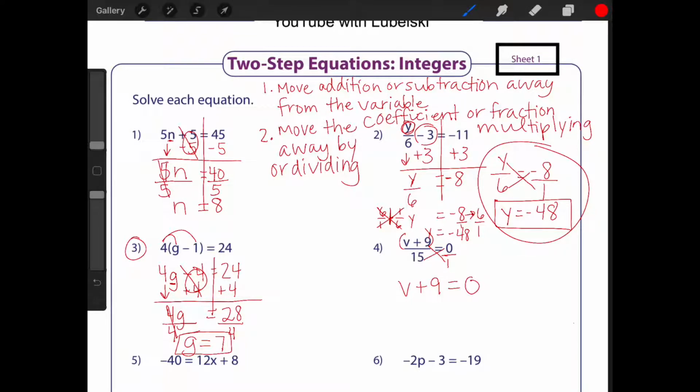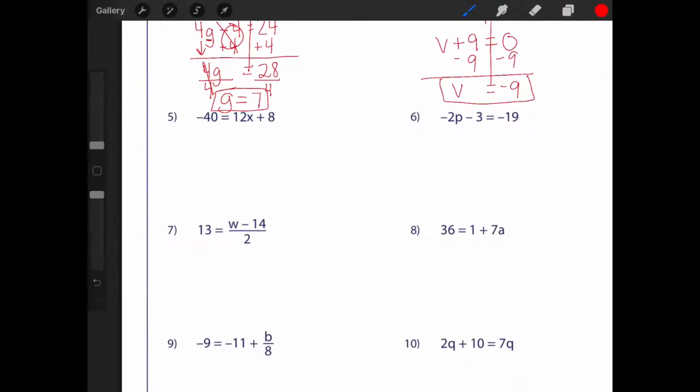So 1 times v plus 9, 1 times all of this is still just v plus 9, equals 15 times 0 is 0. So I'm going to subtract 9 from both sides, and I end up with v equals negative 9. Now if I plug that back in, negative 9 plus 9 is 0. 0 divided by anything is still 0, so that does end up working. But the cross product method makes it go by really, really quick.